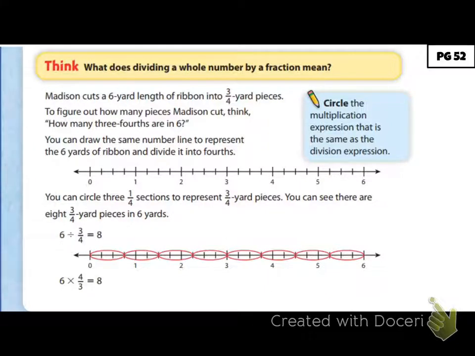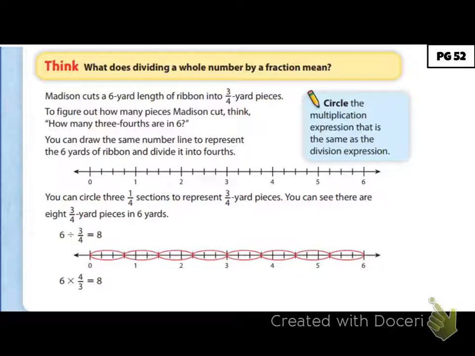Okay, think. What does dividing a whole number by a fraction mean? Madison cuts a 6-yard length of ribbon into 3/4 yard pieces. To figure out how many pieces Madison cut, think, how many 3/4 are in 6? You can draw the same number line to represent the 6 yards of ribbon and divide it into fourths. So you guys are going to have to get pretty good at drawing these because you're going to be doing it quite a bit.